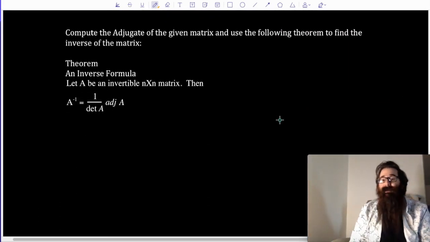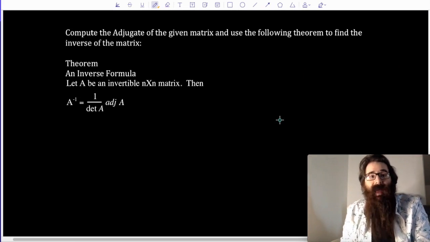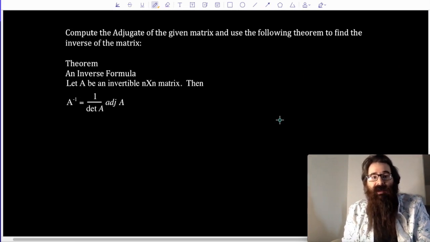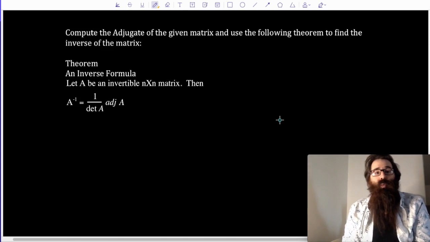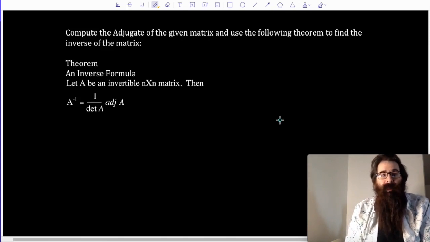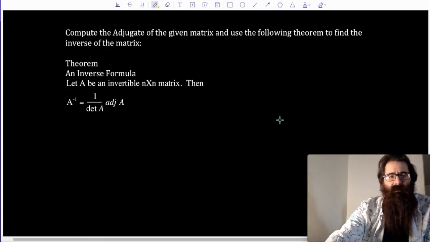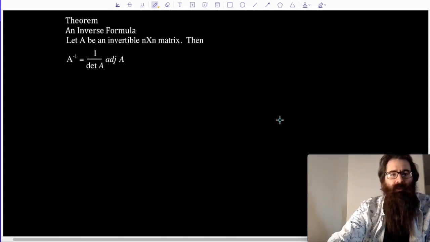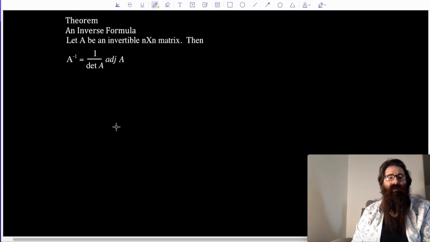Let's take a look at finding inverses using the adjugate. So here we're going to find the adjugate of the given matrix. We're going to use our theorem to find the inverse of the matrix. And here we have an inverse formula. Let A be an invertible n by n matrix. Then the inverse, A inverse, is 1 over the determinant of A times the adjugate of A, or sometimes referred to as the classical adjoint of A, though that just might be older texts. Let's talk about what this adjugate matrix is.